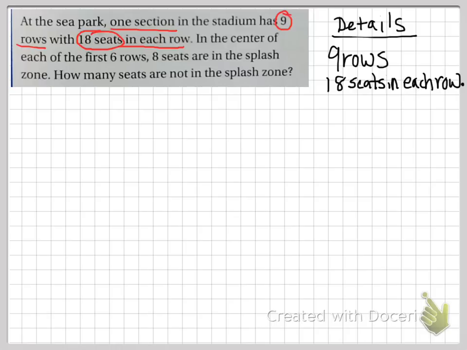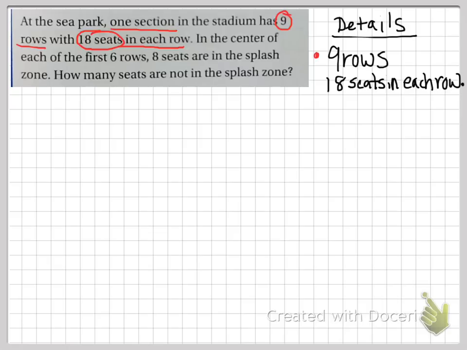Now, let's read on. Okay, so I'm thinking of like a rectangle. In the center of each of the first 6 rows, 8 seats are in the splash zone. So there's 9 rows there. But in the center of the first 6 rows of those 9 rows are part of the splash zone. And then there's 8 seats among those 18 seats in each row.